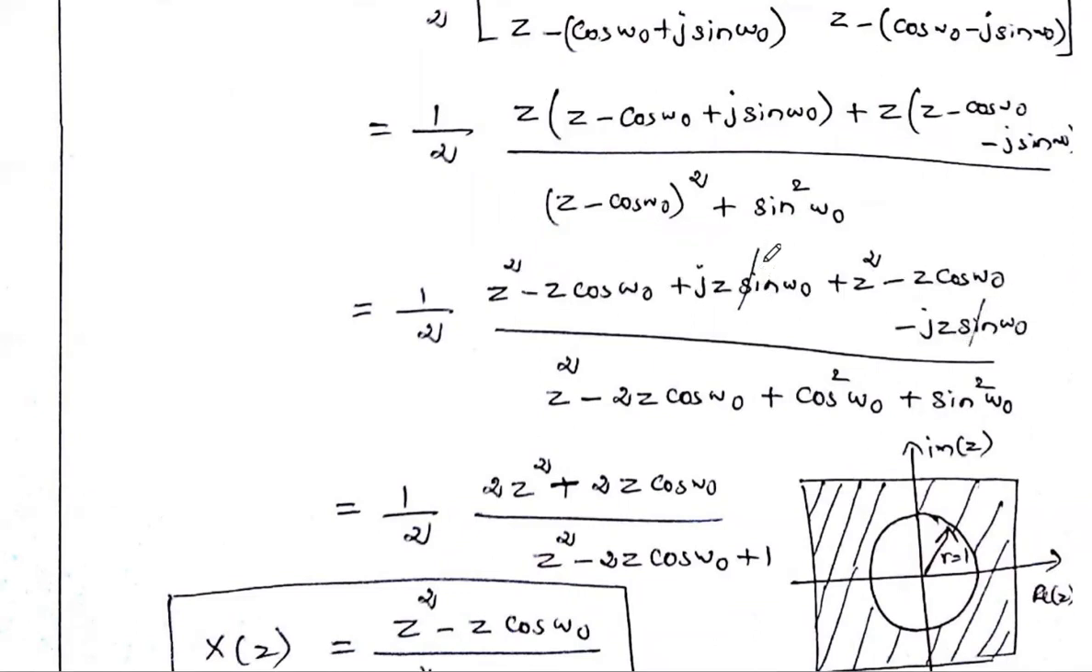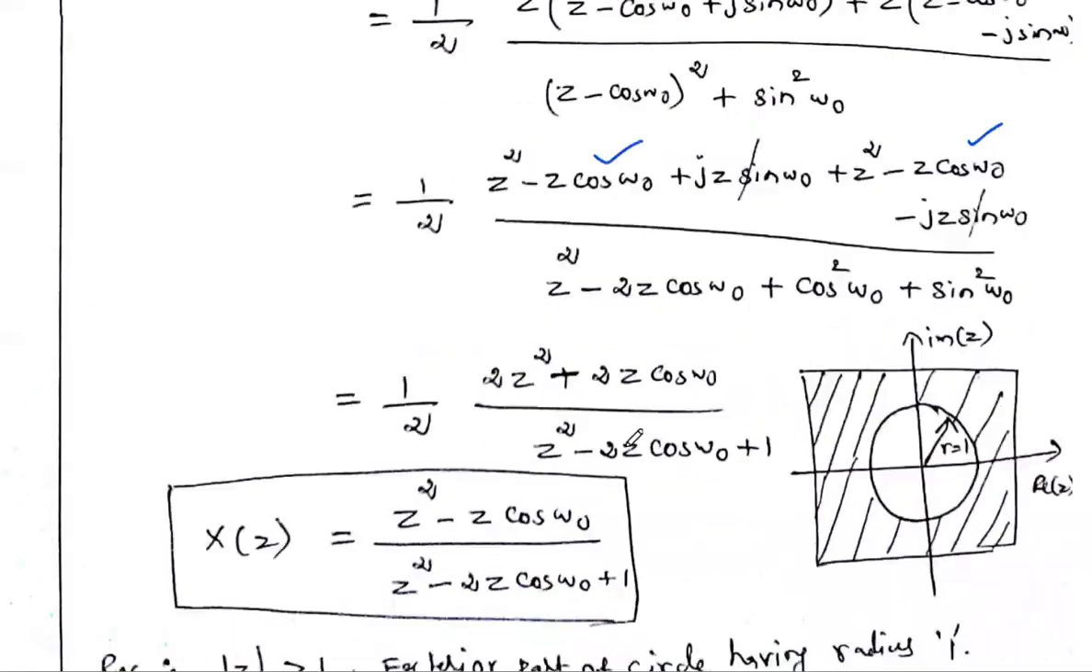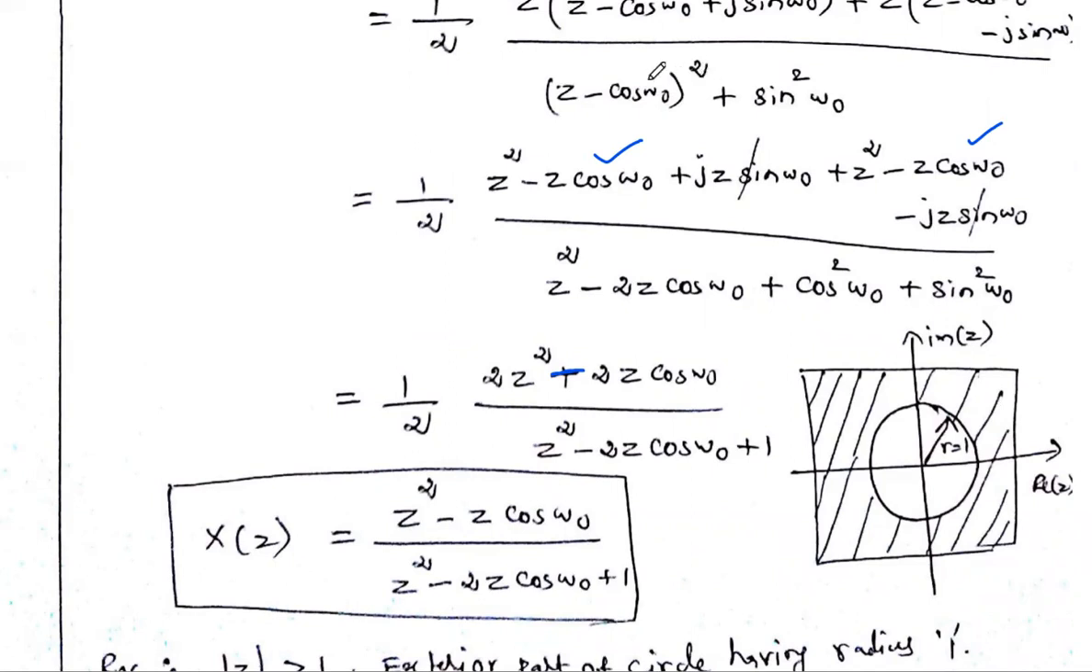So if you are checking, you see plus j z sin omega naught minus j z sin omega naught gets cancelled. The remaining: z squared plus z squared can be written as 2z squared. Similarly, minus z cos omega naught minus z cos omega naught can be written as minus 2z cos omega naught, divided by, in the denominator, z minus cos omega naught the whole squared, so you have to expand using the (a minus b) whole squared formula.